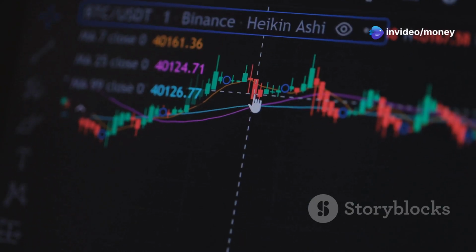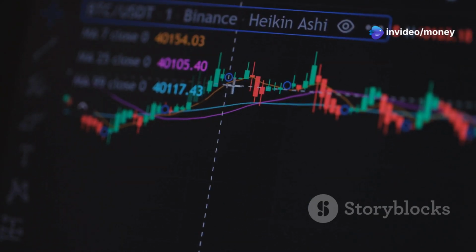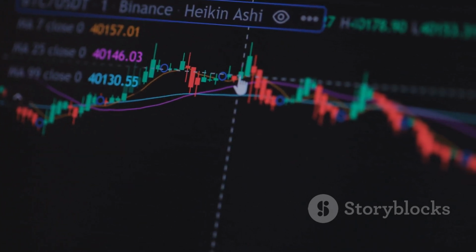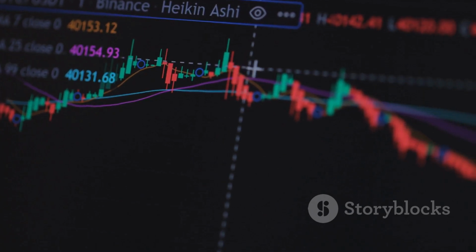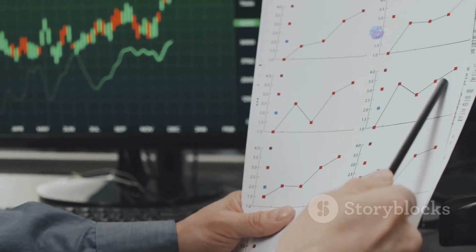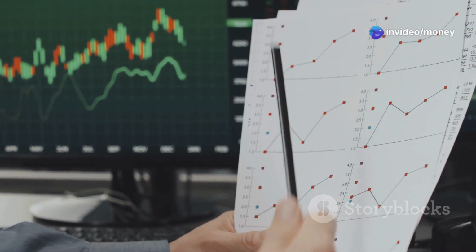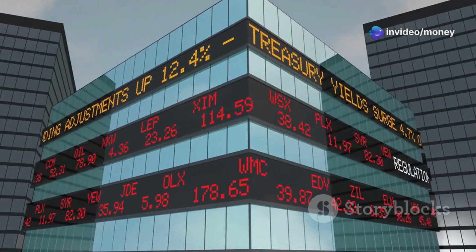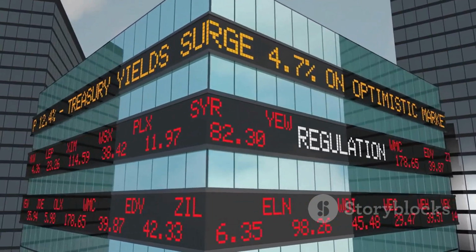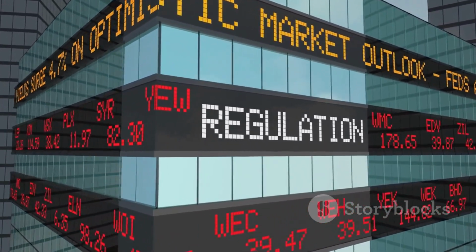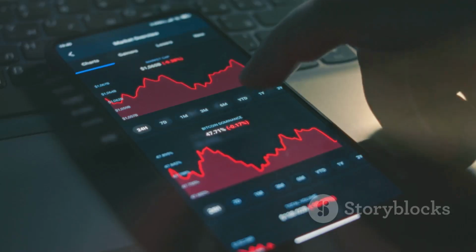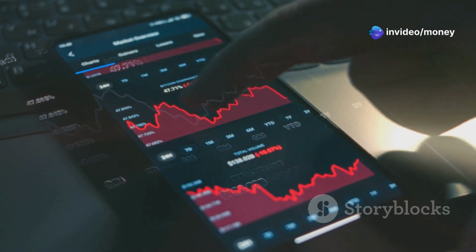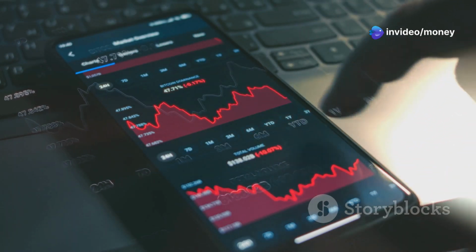The MACD is displayed as 2 lines. The MACD line itself, which is the difference between 2 exponential moving averages, typically a 12-period EMA and a 26-period EMA. Then you've got the signal line, which is a moving average of the MACD line, usually a 9-period EMA. Now here's where it gets interesting. When the MACD line crosses above the signal line, it's often seen as a bullish signal, suggesting upward momentum is building. Conversely, when the MACD line crosses below the signal line, it could be a bearish signal, indicating potential downward momentum.